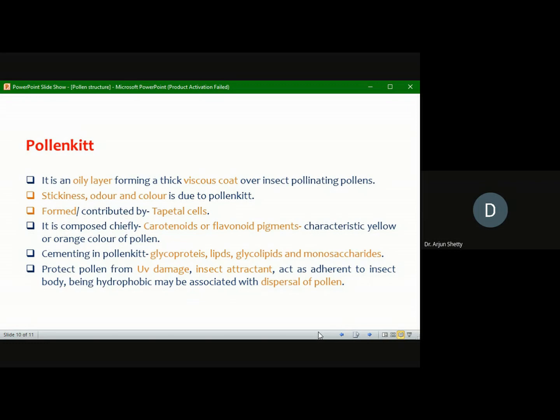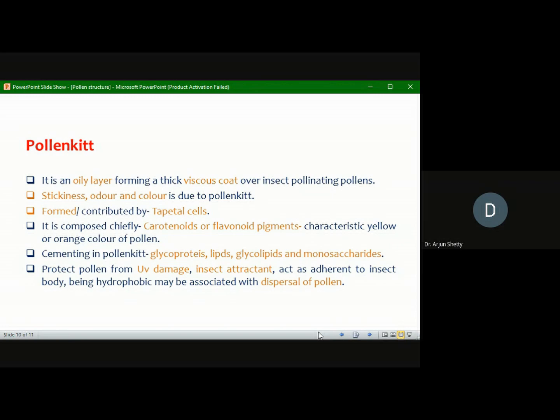Because of this, the odor as well as the color is due to the presence of the flavonoids as well as the carotenoids. The carotenoid gives you a color between yellow, orange, or red, or even pale red. And the flavonoids are secondary metabolites which emit some odor.